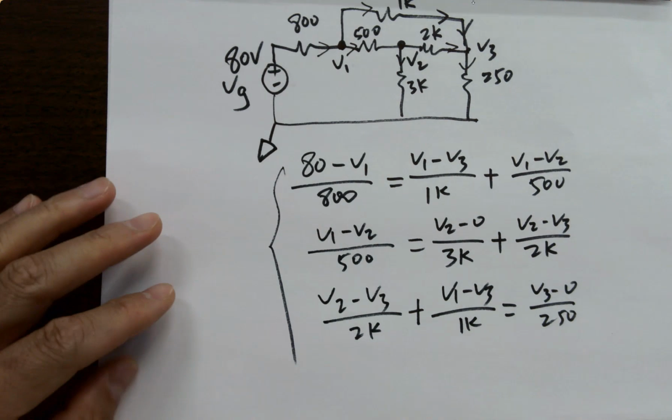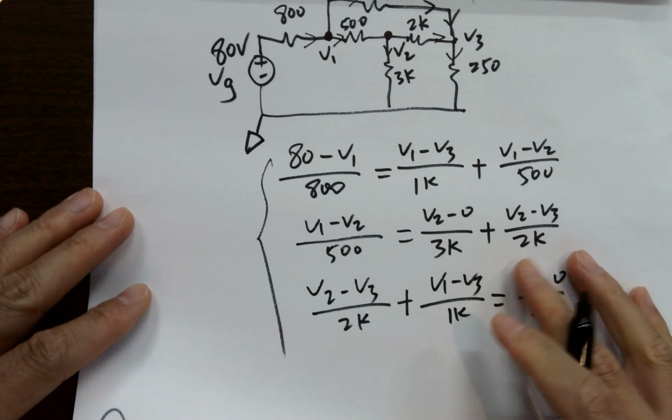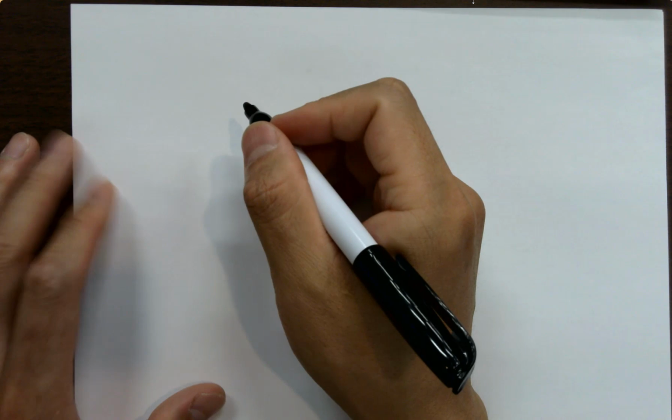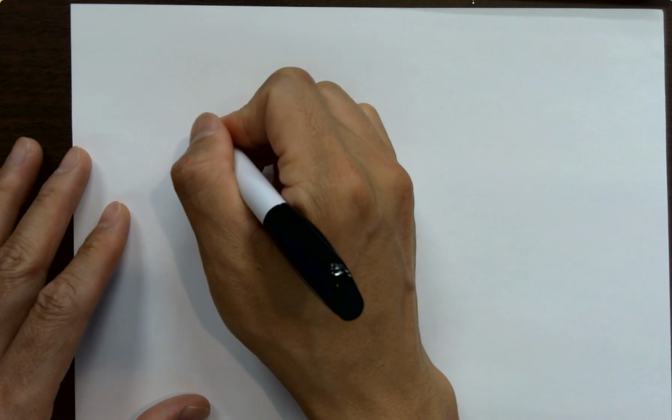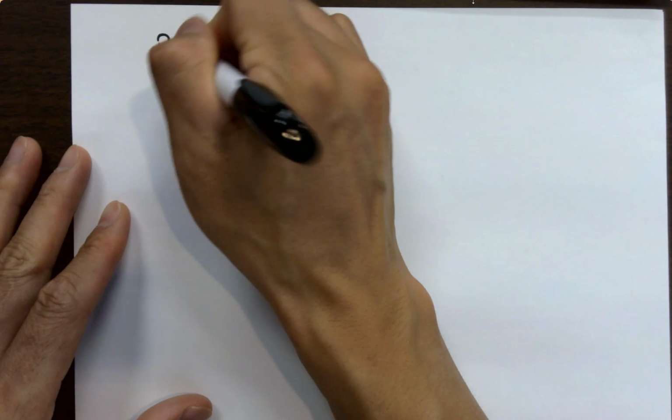Next one. Node voltage method. This problem has a dependent source in it. That's problem 4.27, I think.